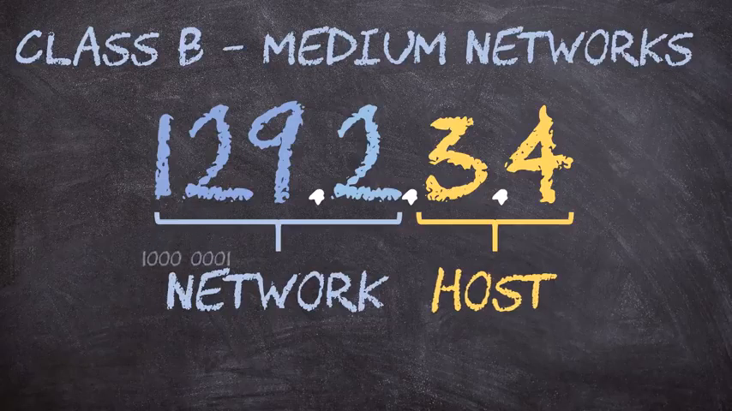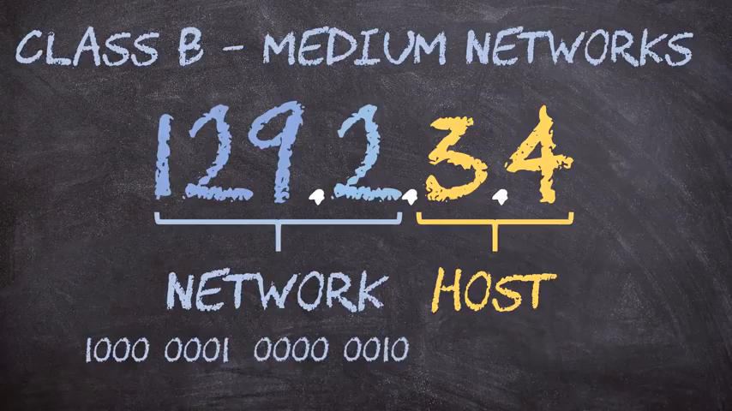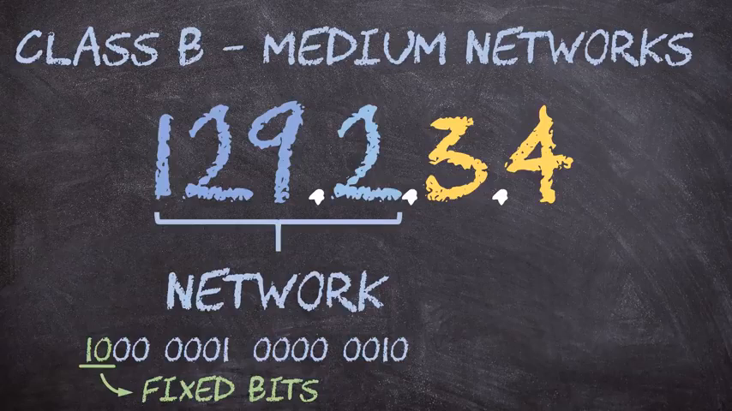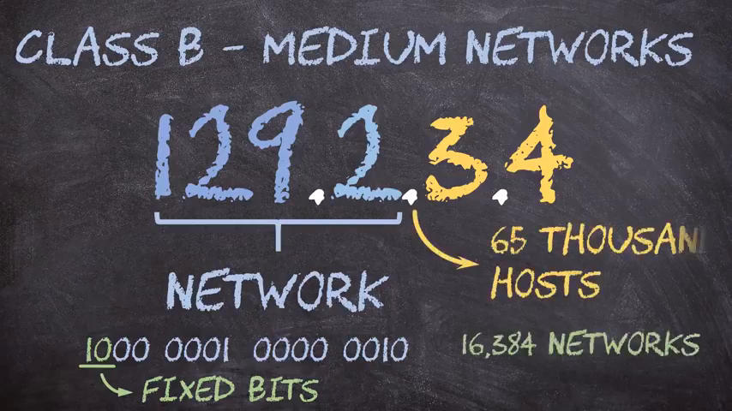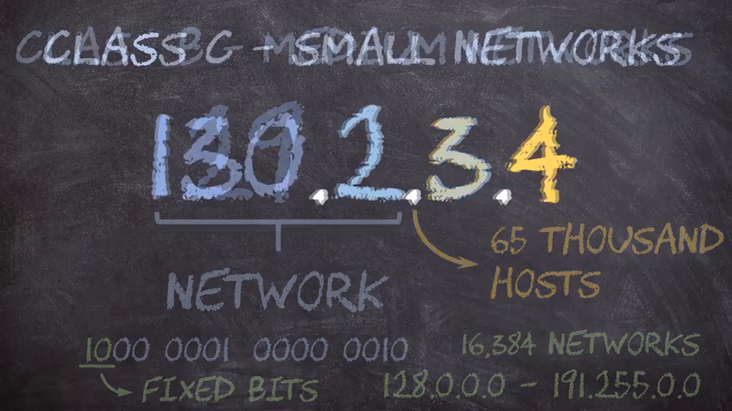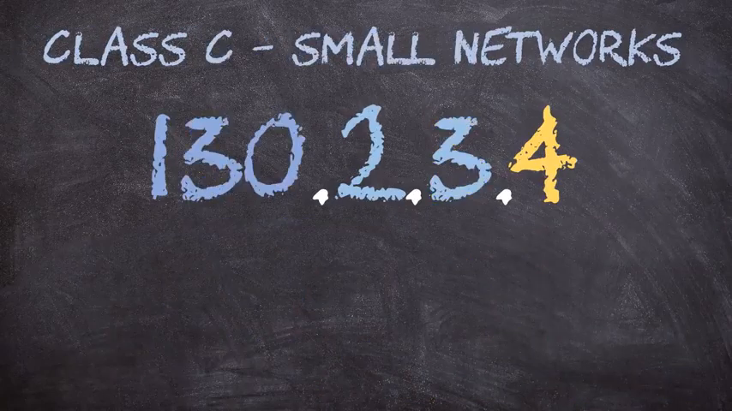The first 2 bits of the network are always 10, which leaves 14 bits, or 16,384 possible networks. Each network can have over 65,000 hosts. The total Class B IP space is from 128.0.0.0 to 191.255.0.0. Class C are small networks, but there are a lot of them.